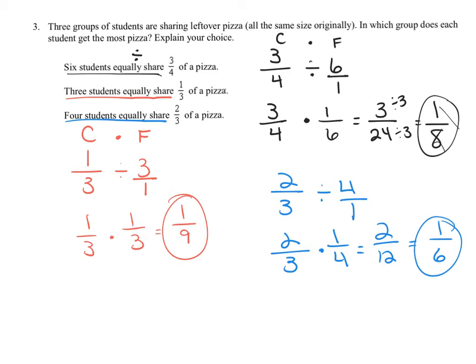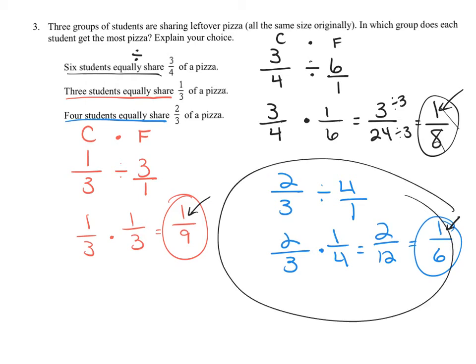So remember, we talked about this would be like 1 slice out of 9 slices, 1 out of 8, 1 out of 6. Well, 6 is going to have the biggest slices, and you get one of those biggest slices. So you would want to be sitting at this table right here, because 1/6 is greater than 1/9 and 1/8.